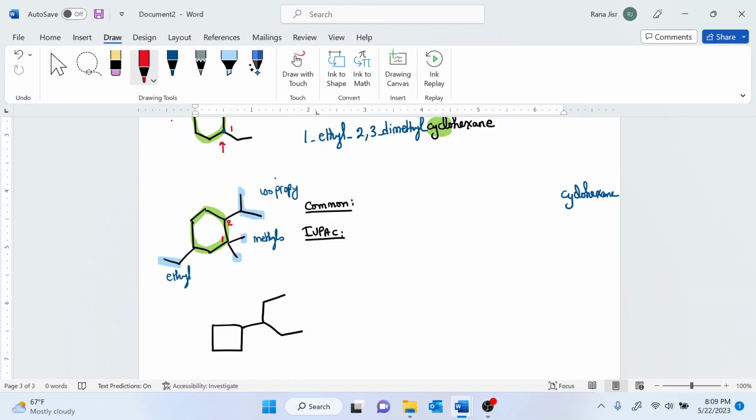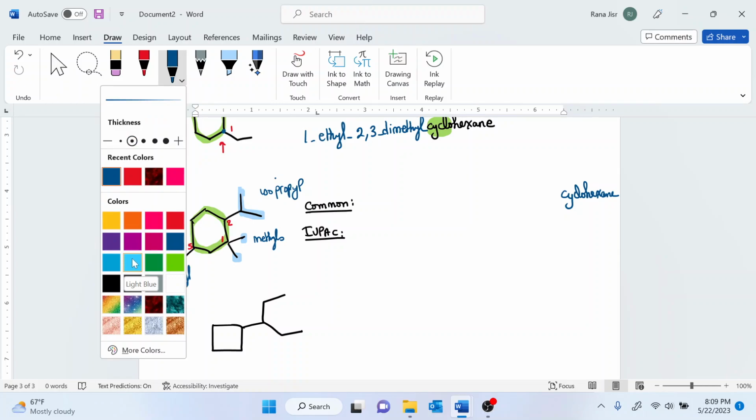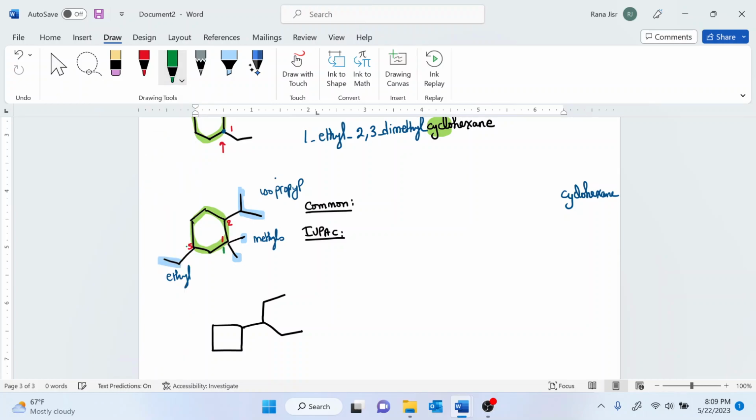It's going to be 3, 4, and 5. So my isopropyl is going to be on carbon number 2, and my ethyl is going to be on 5. Or I can go by 1 here and then 3 there. This is 4, 5, and 6. So do you see the difference there? I've increased the sum of numbers if I go this way. So I cannot go this way, so I'm going to stick to the first way.